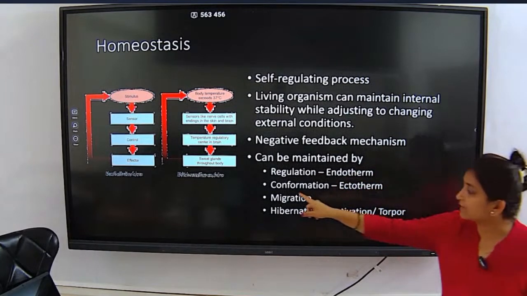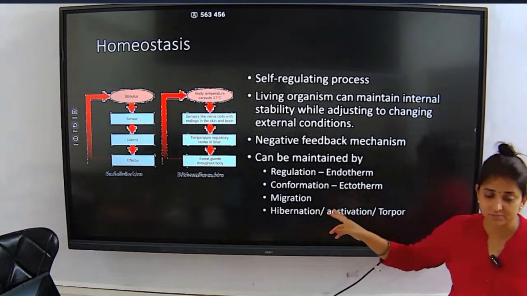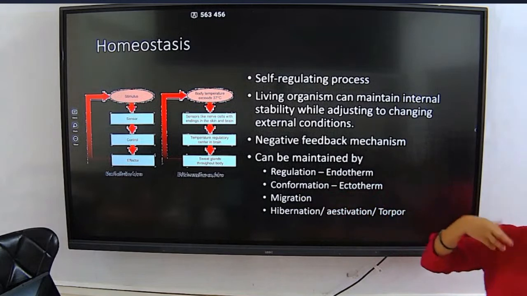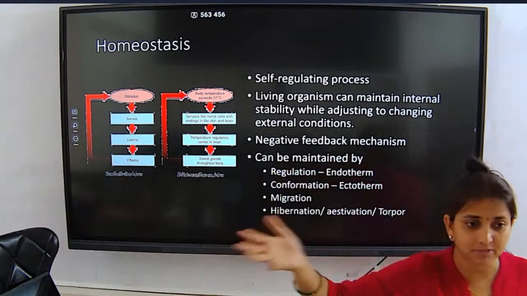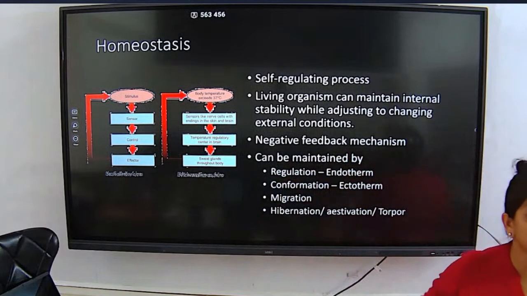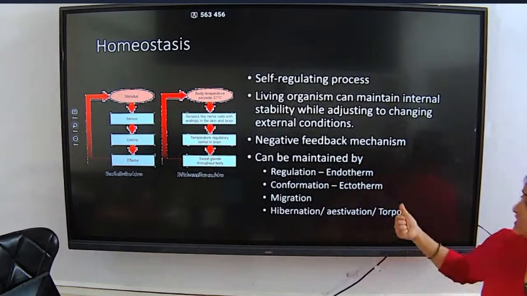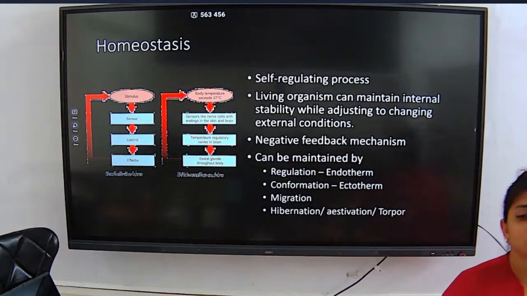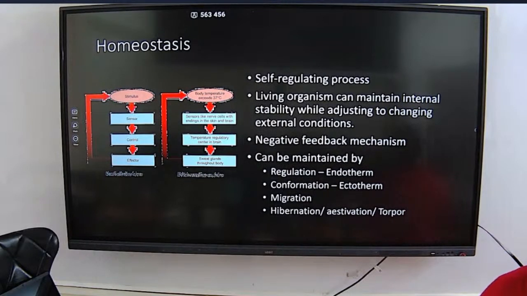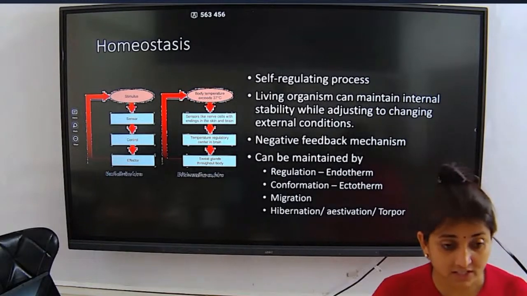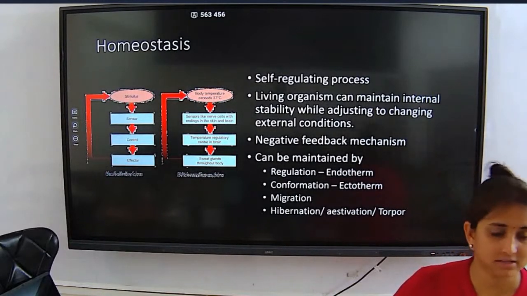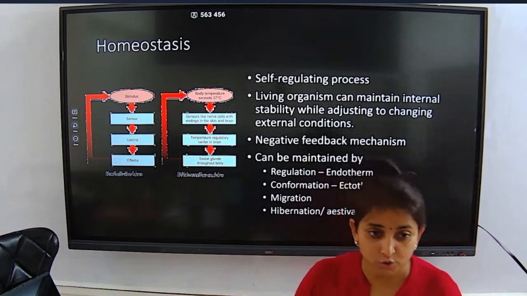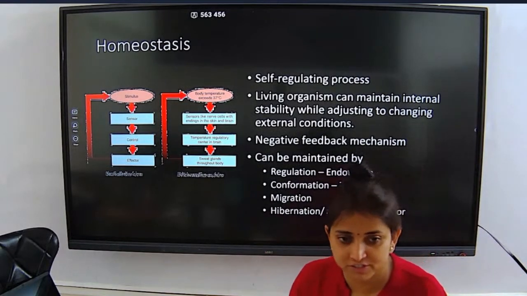Then there can be conformation, they are ectotherms. For them, looking at the outer temperature, they will change their own body temperature. They are known as ectotherms, all cold blooded. For example, certain lizards, or even fishes. In extreme winters, do you own any aquarium? Anybody? Aquarium. So do you change the water because it is very hot? Let's say in extreme winters, do you supply warm water to your fishes?